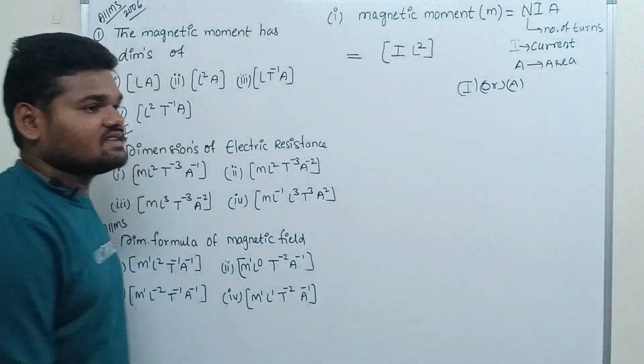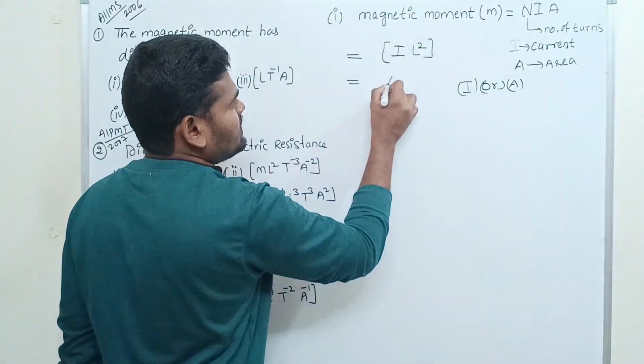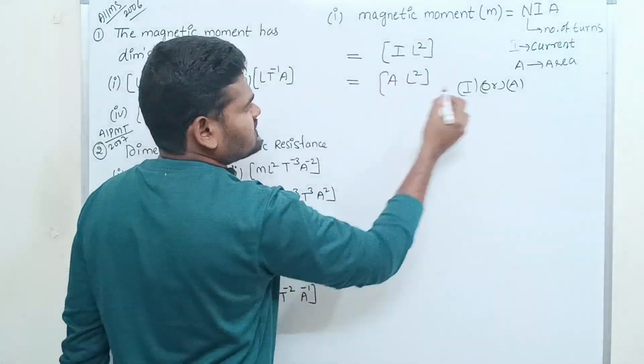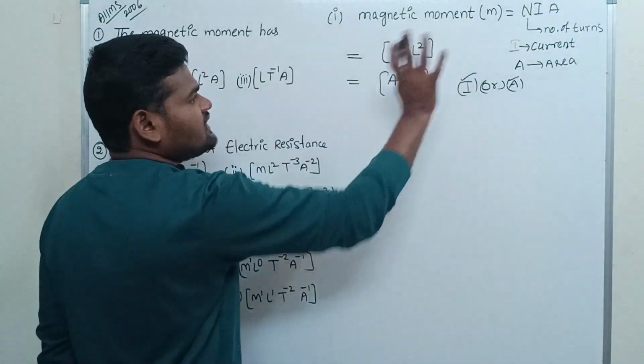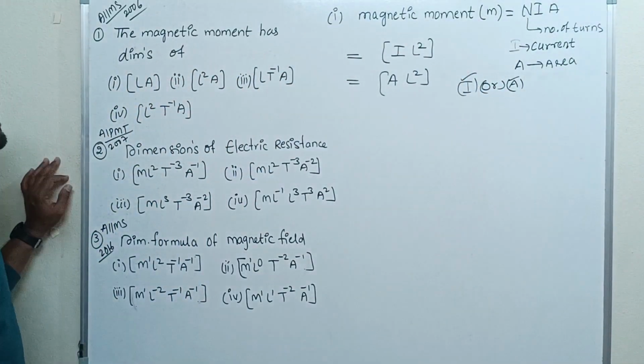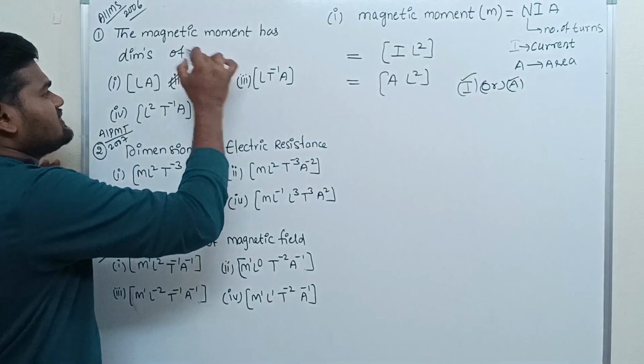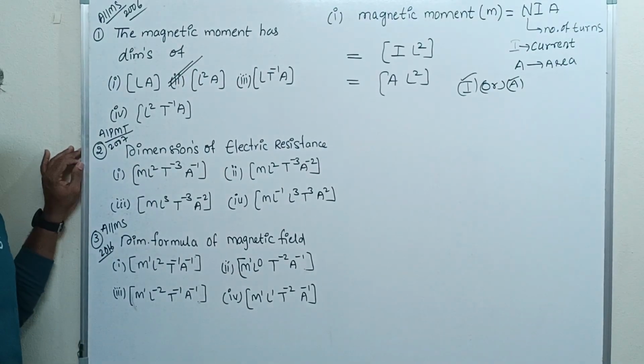I just write that like this. So now I is nothing but what? Capital A into L square. So I, A, both are the symbols for what? An electric current. So what is the option? A into L square. So option 2 is correct.